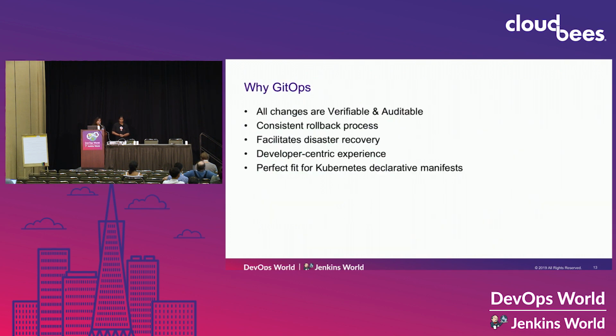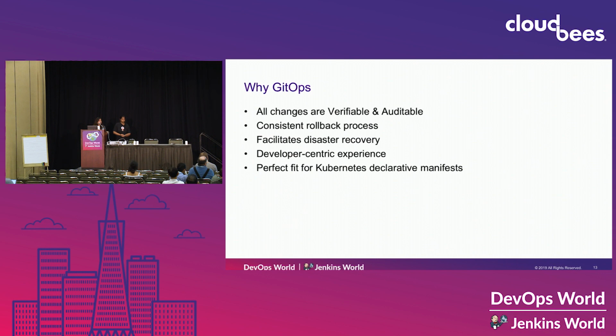So now that we have talked about what is GitOps, let's talk about why GitOps. First and major reason is every change is verifiable and auditable, because every change is a Git commit or a pull request. It's a consistent rollback process, because if you want to roll forward or roll back, you just update Git with the new image ID or the new number of replicas, whatever you want to deploy in your system. And then it facilitates disaster recovery.